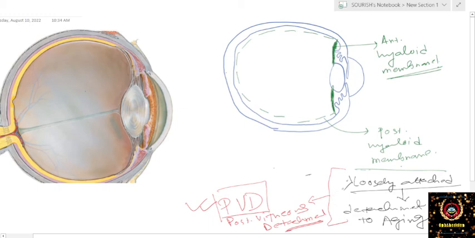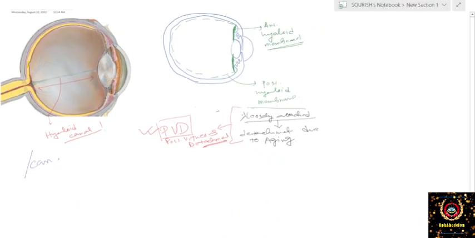Inside this vitreal cavity there is the presence of a canal, as you can see. This canal is called the hyaloid canal, or it has a very peculiar name here, the canal of Cloquet.